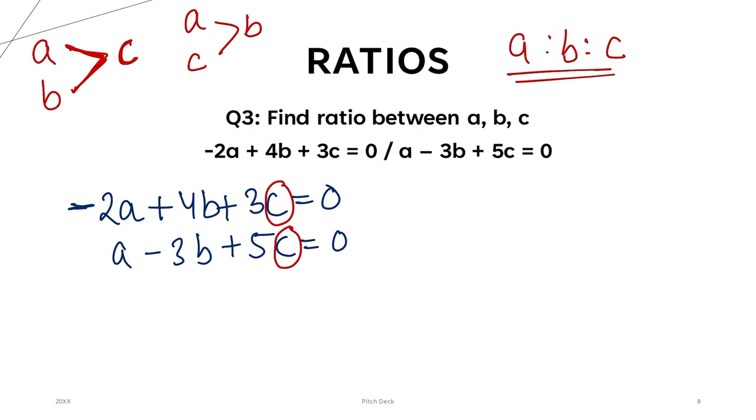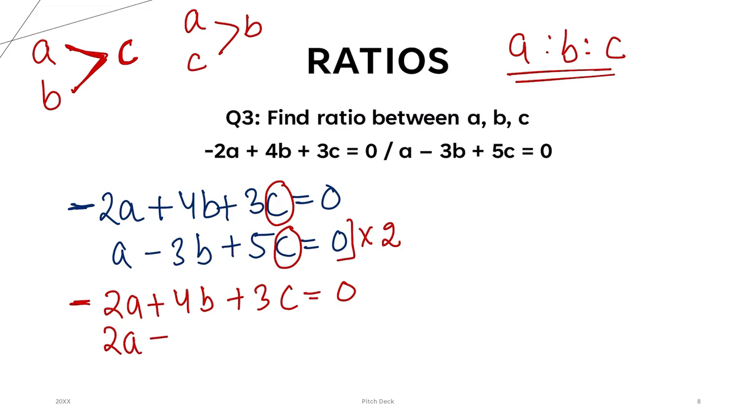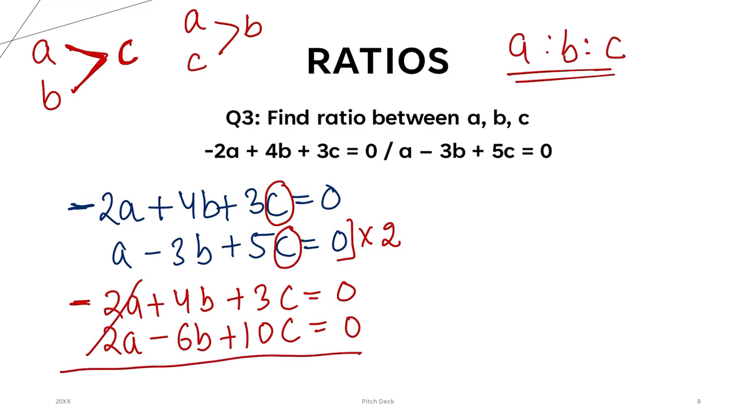Right? So to solve this, first thing, multiply the second equation by 2. So what will you get? First equation will remain the same: 2A plus 4B plus 3C is equal to 0. Second equation is 2A minus 6B plus 10C is equal to 0. Solving this, 2A will cancel out. Minus 2B plus 13C is equal to 0.